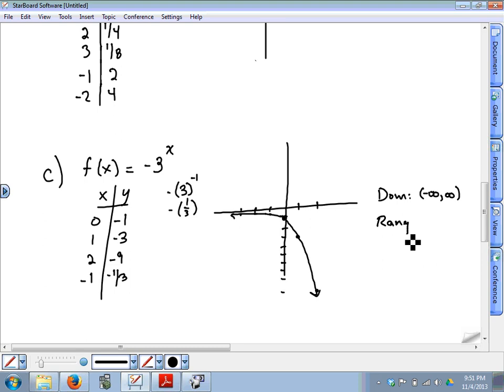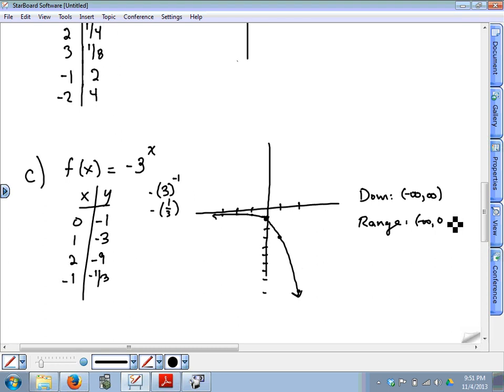Range on this one's a little bit different because this graph is pointing upside down. The smallest value that y is going to have is negative infinity. Okay. Up to 0. Now the graph approaches and it gets pretty dang close to 0. It gets as close as we can get to 0 without actually equaling 0. That's why we don't include 0. We have it as a parenthesis.